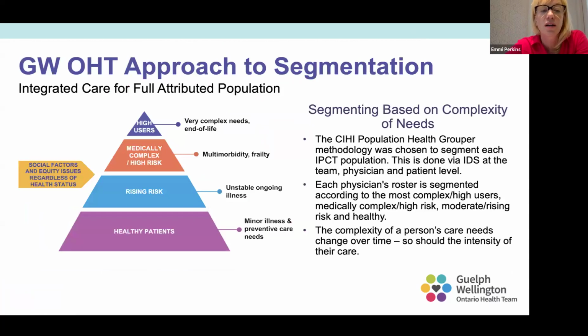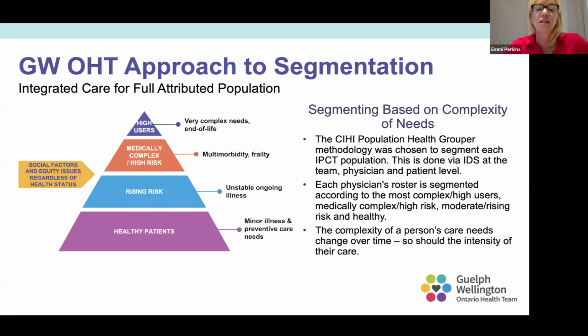So this is our approach to segmentation, certainly wanting and working to understand the health of our population relative to the priority diagnoses. But more importantly, and the focus of this presentation, is really understanding and segmenting our population based on the population health triangle at the primary care physician level. We are using the CIHI Pop Health Grouper to do that.